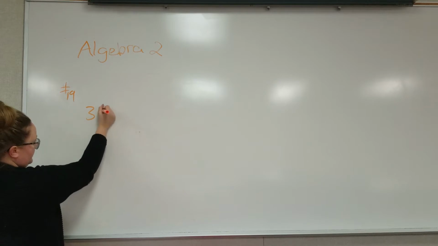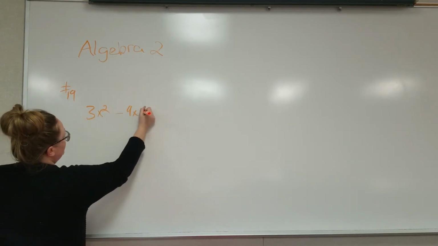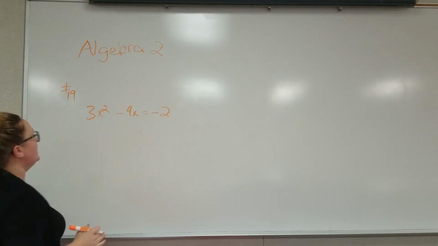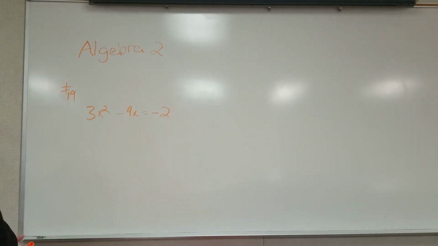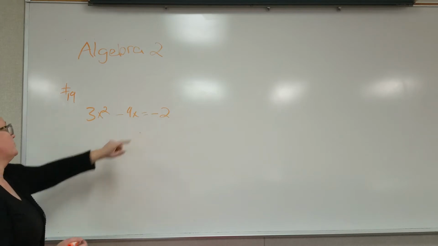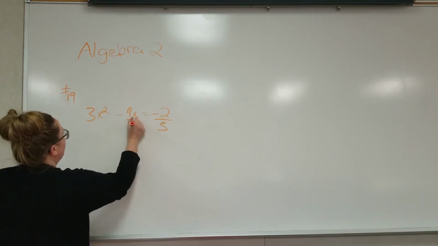3x squared minus 4x equals negative 2. So it's not in general form, but it is in the form you need to complete the square. All right, so completing the square, first off, you don't want any coefficient here, so you're going to take this coefficient and divide both of the linear term and the constant term by that 3.